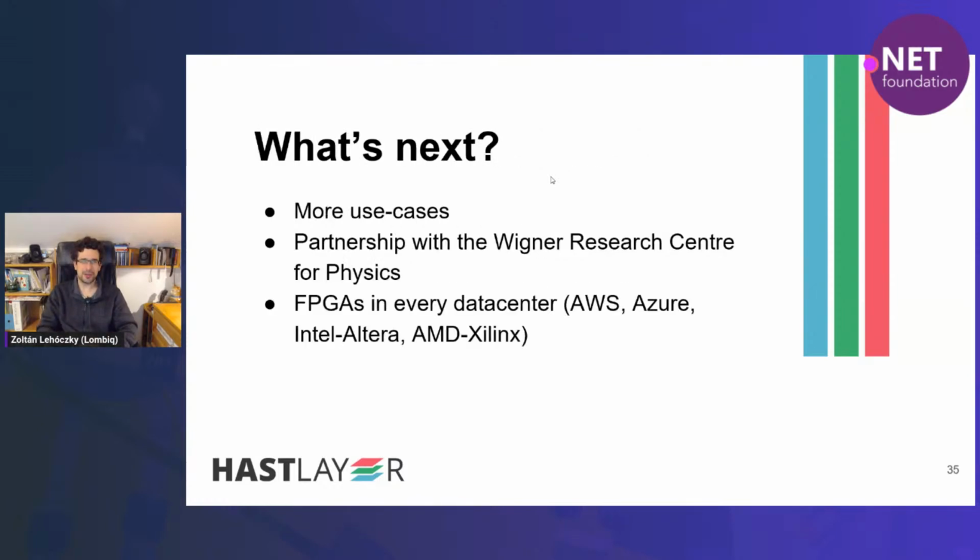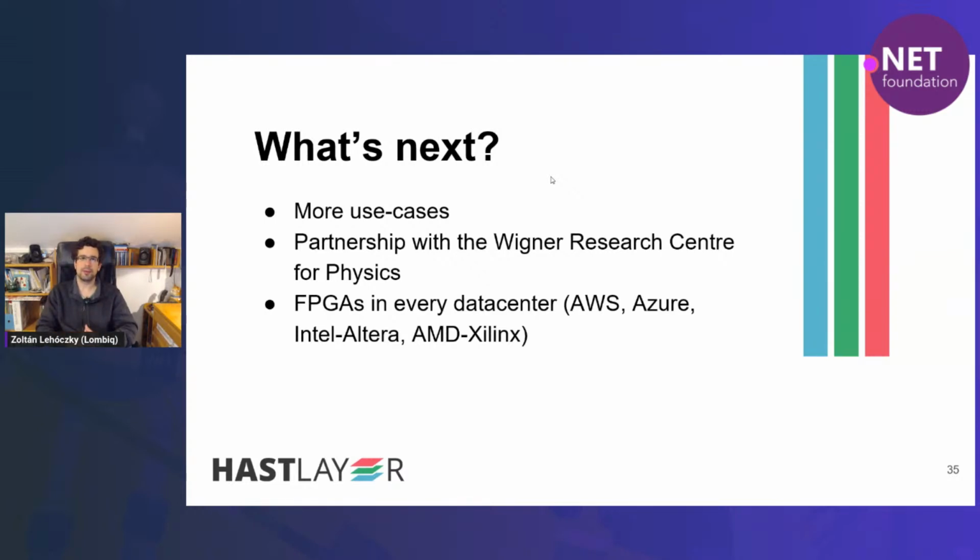We are working on more use cases for Hastlayer. So if you have any use case where high performance is paramount, please let me know. We can work with you to figure out whether Hastlayer would help your use case. We are also partnering with the Wigner Research Center for Physics, which is all about theoretical physics and applied physics. And of course, they do a lot of computations. So FPGA computations can be interesting there.